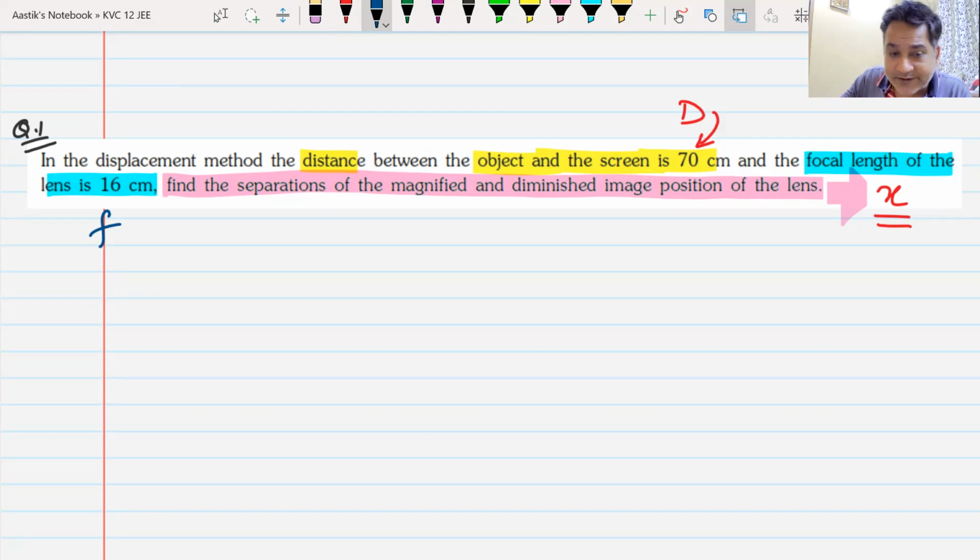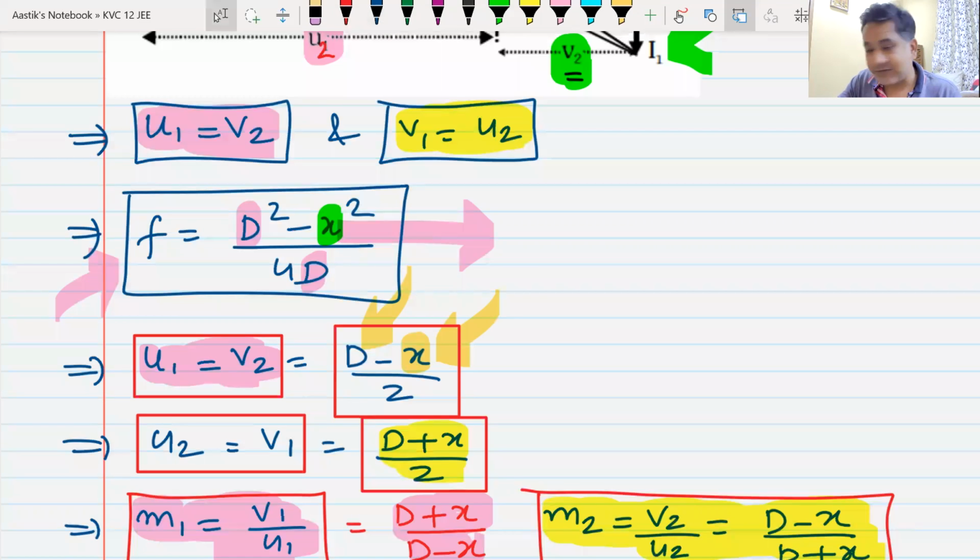Which formula should you apply? f equals D square minus x square by 4D. That is so good and so correct and so clear. D square minus x square by 4D, the formula that you see right now on your screen, is the formula you need to apply. Just put the values, get the answer and stay happy.